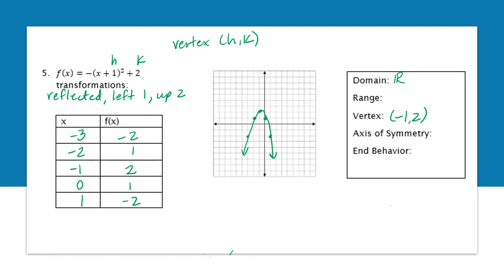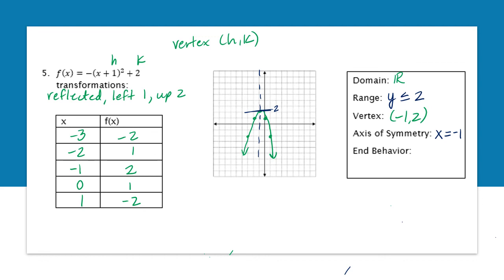For the range, there's a highest point on my parabola, which is right here, and that is at y equals 2. So I know that I'm going to be using y and 2 for my range, and because my parabola is facing down, I know that all my y values will be less than or equal to 2. Axis of symmetry is going to be x equals the x value of my vertex, which is -1. And if I put in that line right here, you would see it cuts through the center of my parabola.